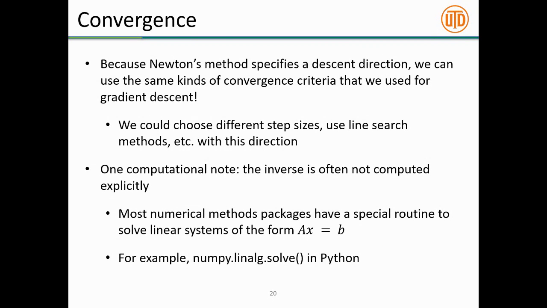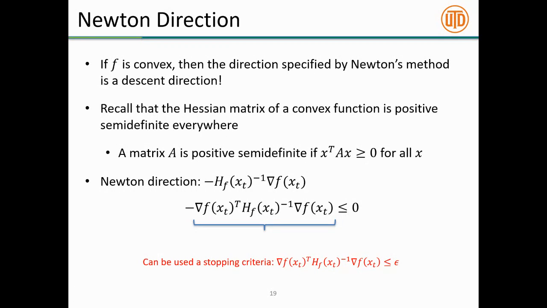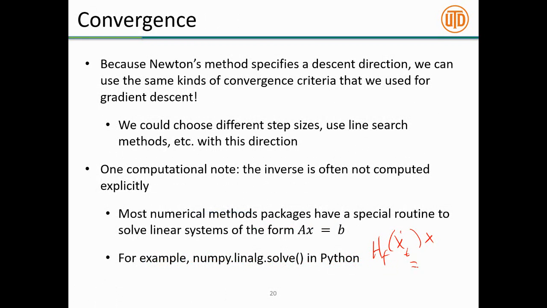So technically, we're solving the linear system: the Hessian of f, the second derivative of f at some point, times x has to be equal to the gradient. Let me go back to the formula to remember. We're solving this linear system. There are special methods that just solve these linear systems, and they're often much faster and much more numerically stable than computing the inverse.